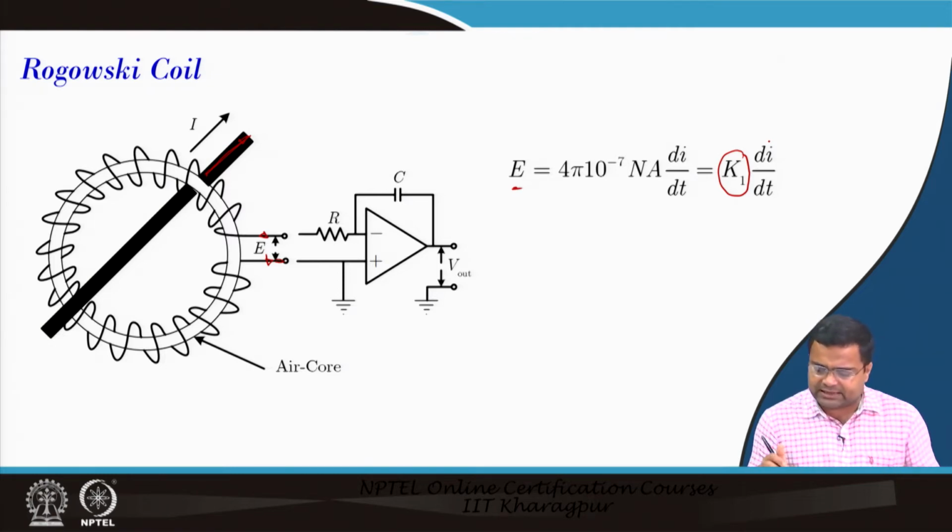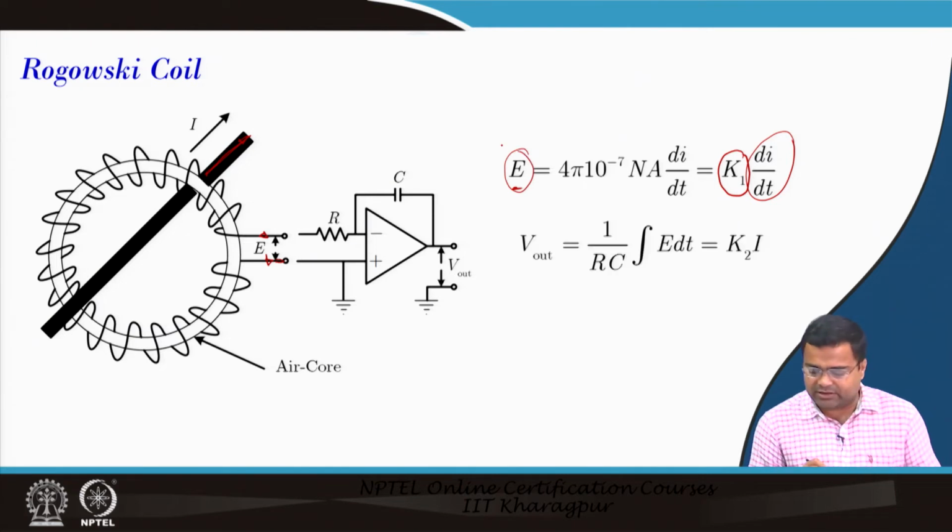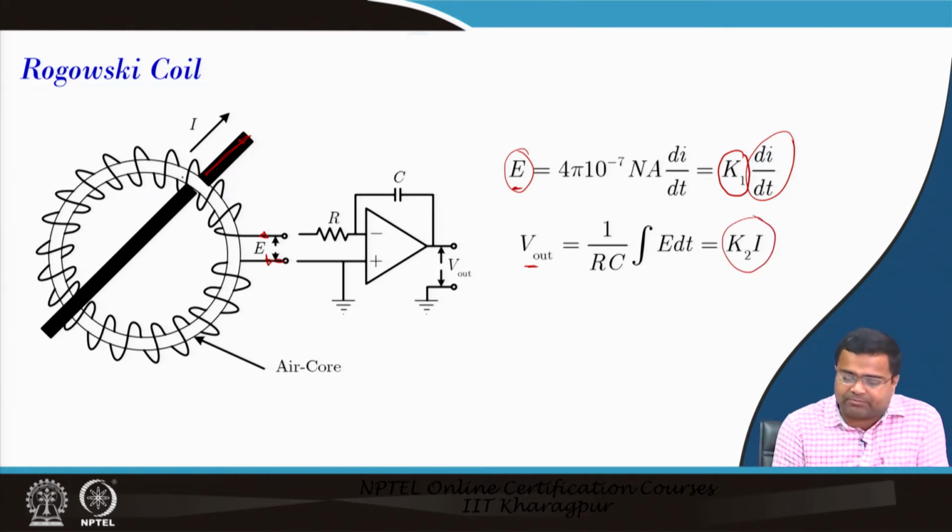Now, since this technique uses the derivative of the current, we need to do integration. That means if we integrate this, then you will get the actual V out. If we integrate, it will give rise to the actual current. That means the actual current is obtained by integrating the output of the Rogowski coil, and this overall voltage is linearly proportional to the current.